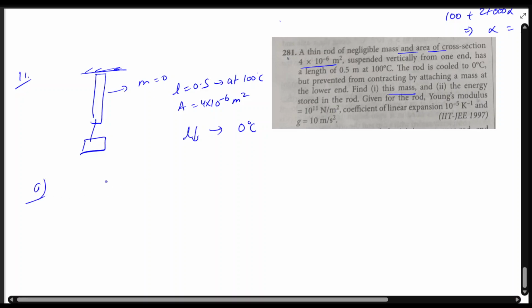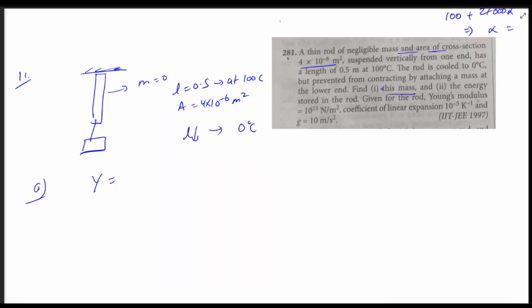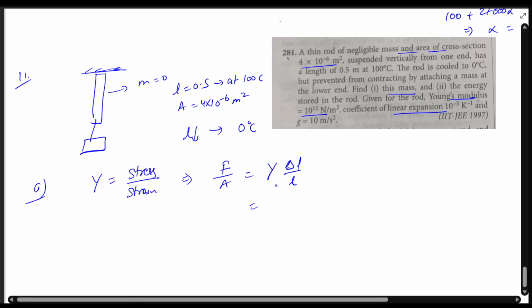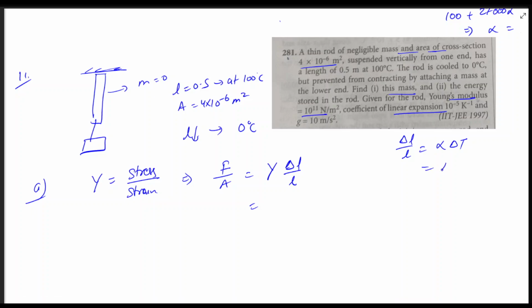Find the mass. It's a simple question. We'll use Young's modulus. We have linear expansion and Young's modulus given, and they are considering there is no change in area. So Young's modulus is stress upon strain. Stress is force per unit area, so stress equals Y into strain. Strain will be delta L upon L, and delta L upon L is alpha delta T, where delta T will be 100.